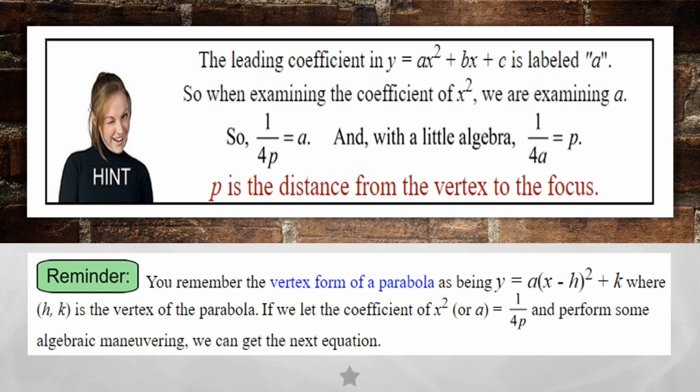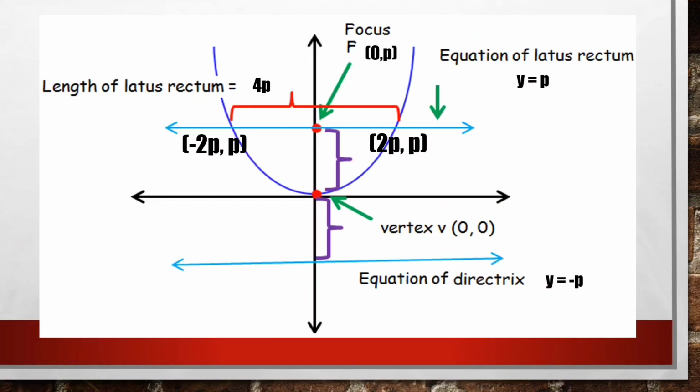You remember the vertex form of a parabola as being y is equal to a, the quantity x minus h, squared plus k, where h and k is the vertex of the parabola. If we let the coefficient of x squared, or a, equal to 1 over 4p and perform some algebraic maneuvering, we can get the next equation.